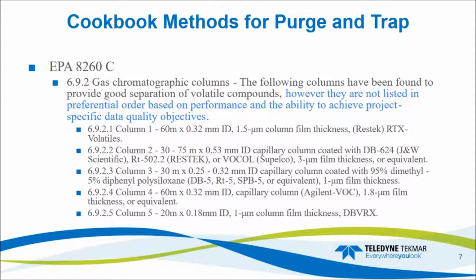In there also they talk about different chromatography columns. And I'd like to say that, and I highlighted in blue, however, they are not based on preferential order. It's just their ability to achieve the project-specific data quality objectives. And here they list 5 of them. You can use whatever column you would like. So there's really no recommendation in this type of cookbook method. The one that we focus on and we use here is column number 5, the 20 meter 0.18 ID column.